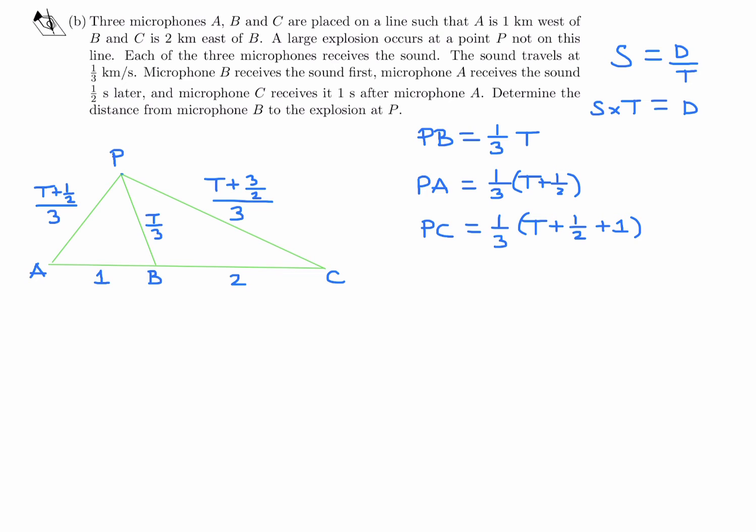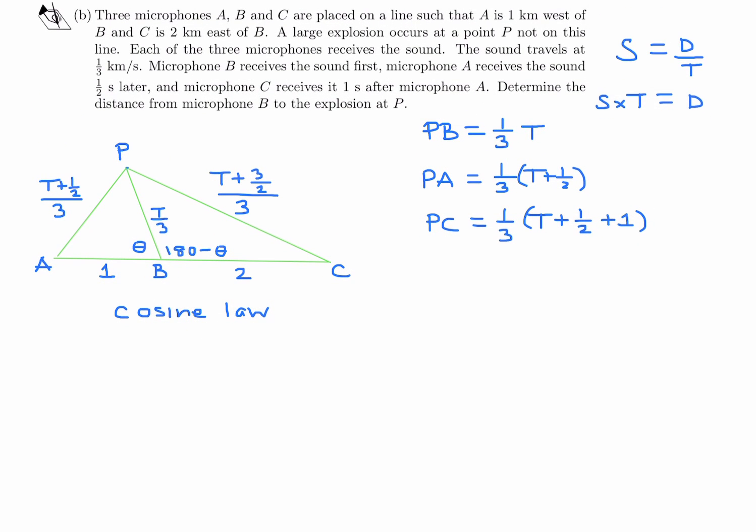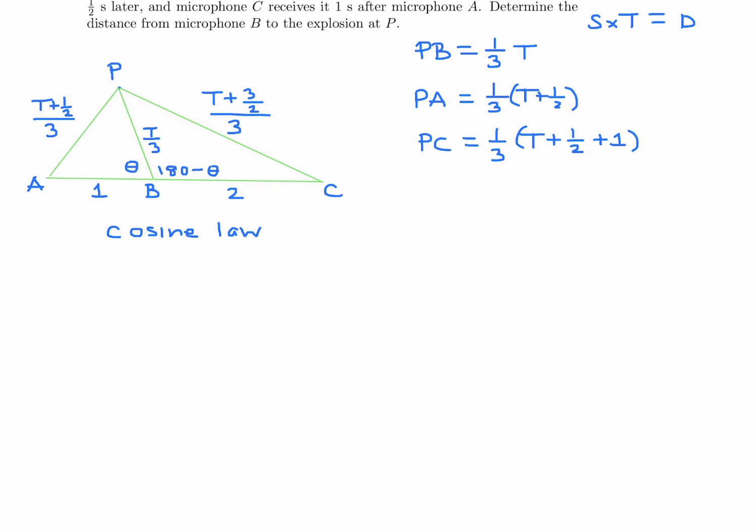So we got the distances. They're in terms of t, but we have a pretty decent diagram. And now I'm going to label some angles. This angle I will call theta. And since that's a straight line, this angle is 180 minus theta. We are ready to go. And what are we going to use? Something that is called cosine law. At this point, I think you are experts on cosine law if you're in grade 12 and writing a math contest. So off we go. First I'll do it on this triangle, and then I'll do it on that triangle.